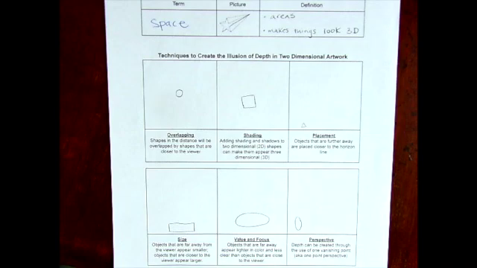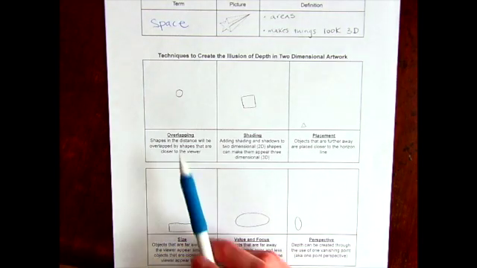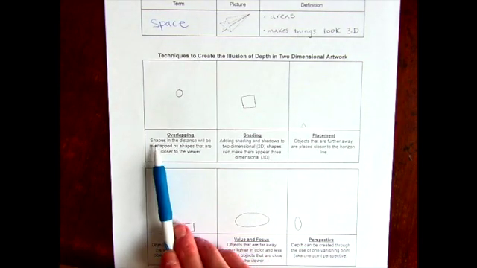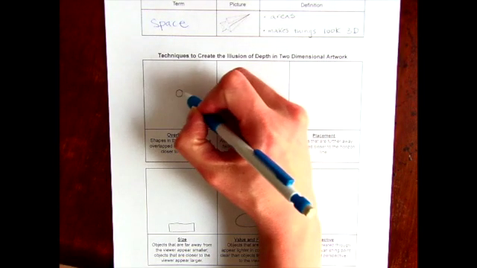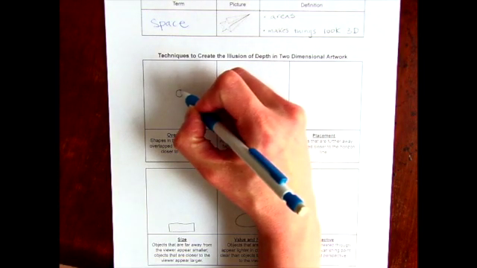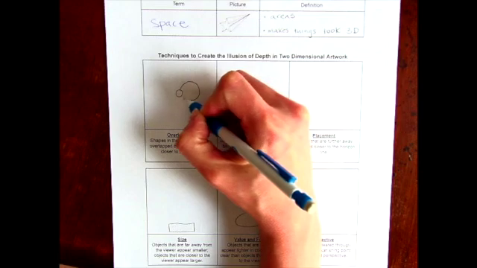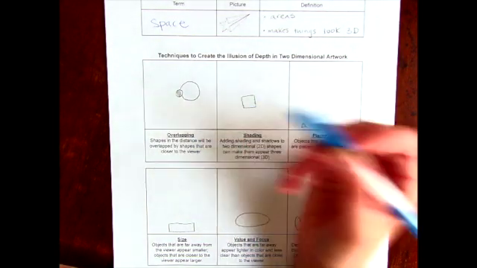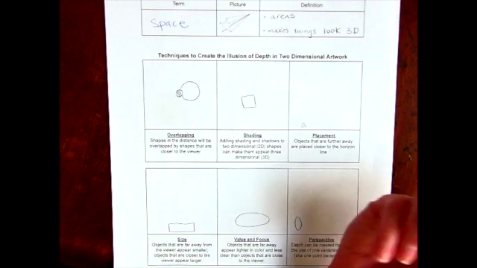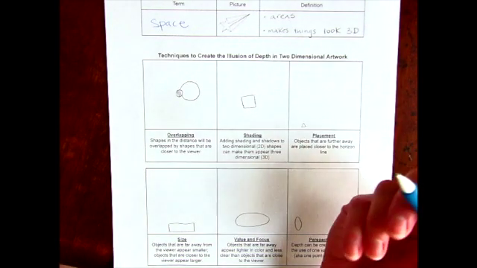So at the bottom of this page, we have the 6 techniques that are most commonly used to make two-dimensional artwork have a sense of depth or a sense of space. So the first one is overlapping. It says, shapes in the distance will be overlapped by shapes that are closer to the viewer. So I have a little circle in the center of the field, and I'm going to put a big circle behind it. And the one that's actually closer to me is this front one, because it's not overlapped. The back one is being overlapped, so it's further back.